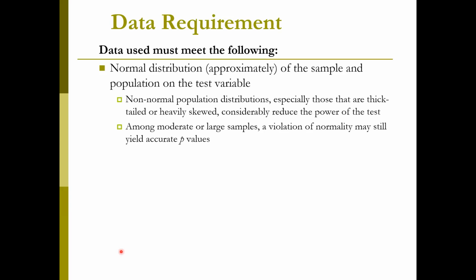Again, the data set is normally distributed in the sample and population. Non-normal distributions, especially those that are heavily tailed or heavily skewed, considerably reduce the power of the test. So a non-normal population will have a negative influence on your result. Among moderate or large samples, evaluation of normality may yield an inaccurate p-value, which is very dangerous.